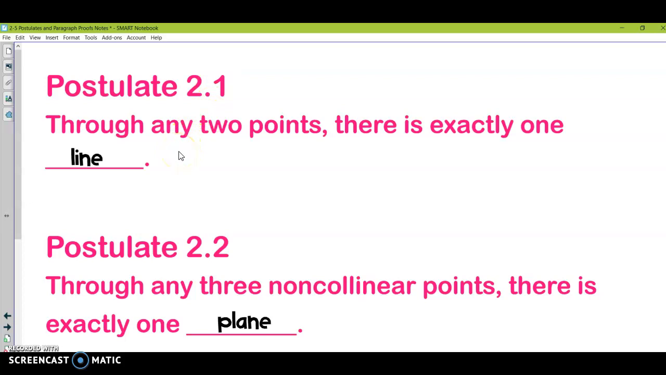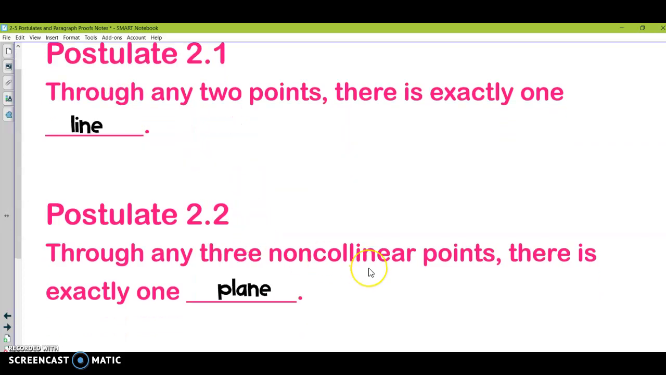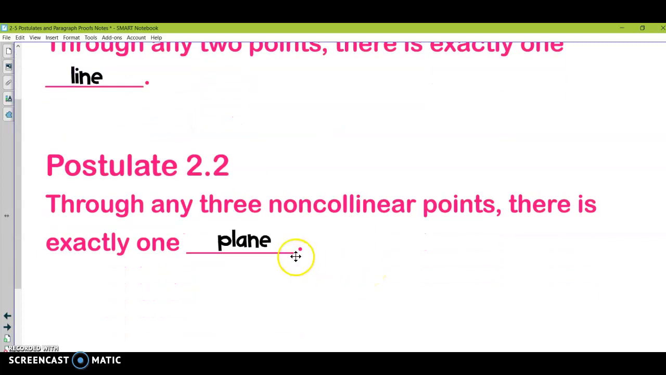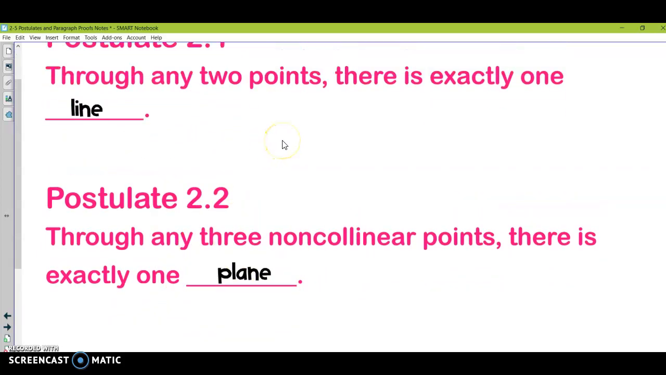These are pretty basic pieces of information that were covered in chapter 1, but now we're formally calling it a postulate. And these things that we're going to go through today are the foundations of the geometry that we will study this semester. So through any 2 points, there's one line. So we can connect 2 points and make a line. Through any 3 points, there's one plane. There's exactly one plane and exactly one line.